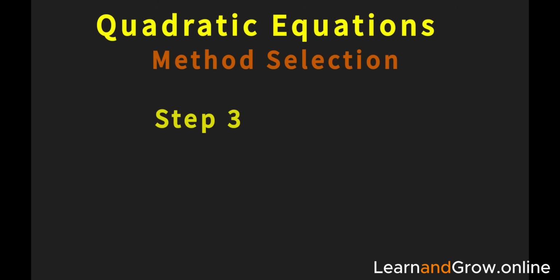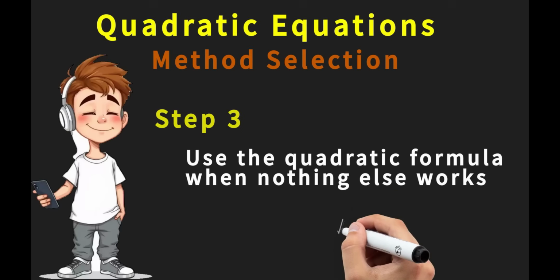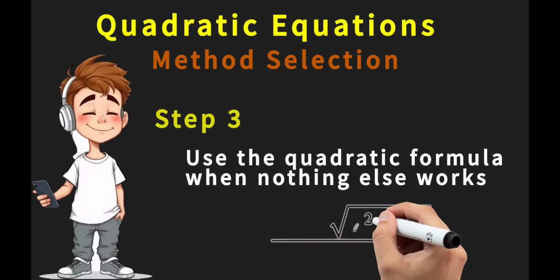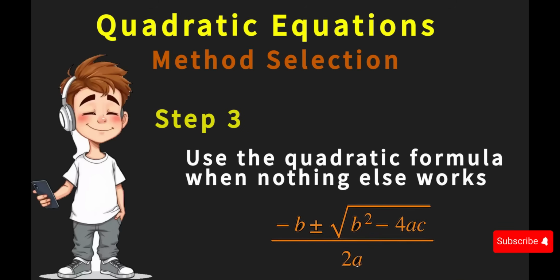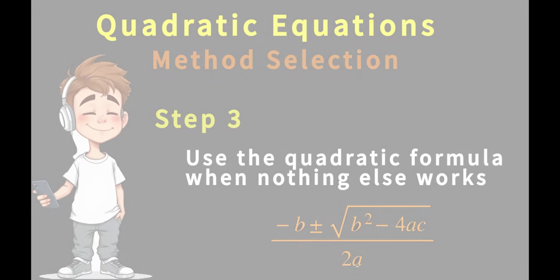Step 3. Use the quadratic formula when nothing else works. The formula is universal. It always works, no matter how complicated the coefficients are. It's the safest choice when factorization looks messy or impossible. And that's all for now.